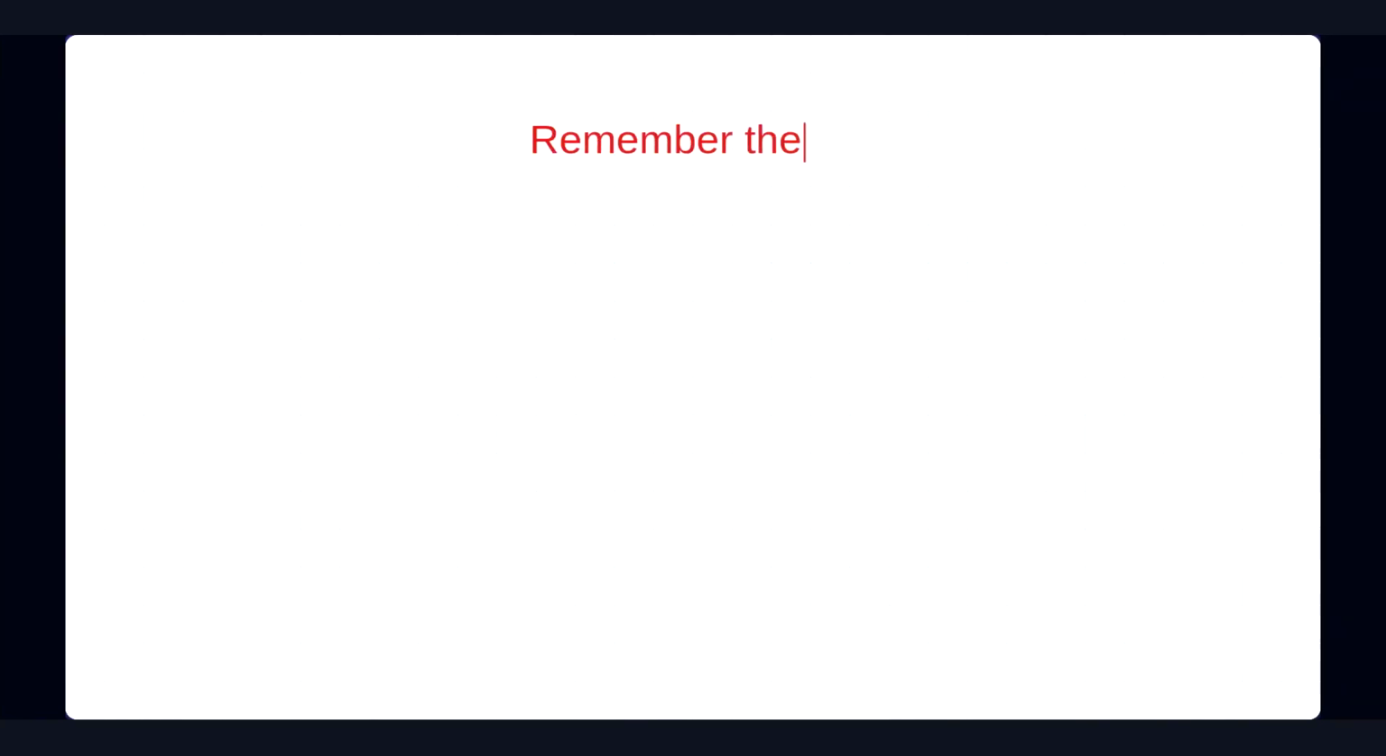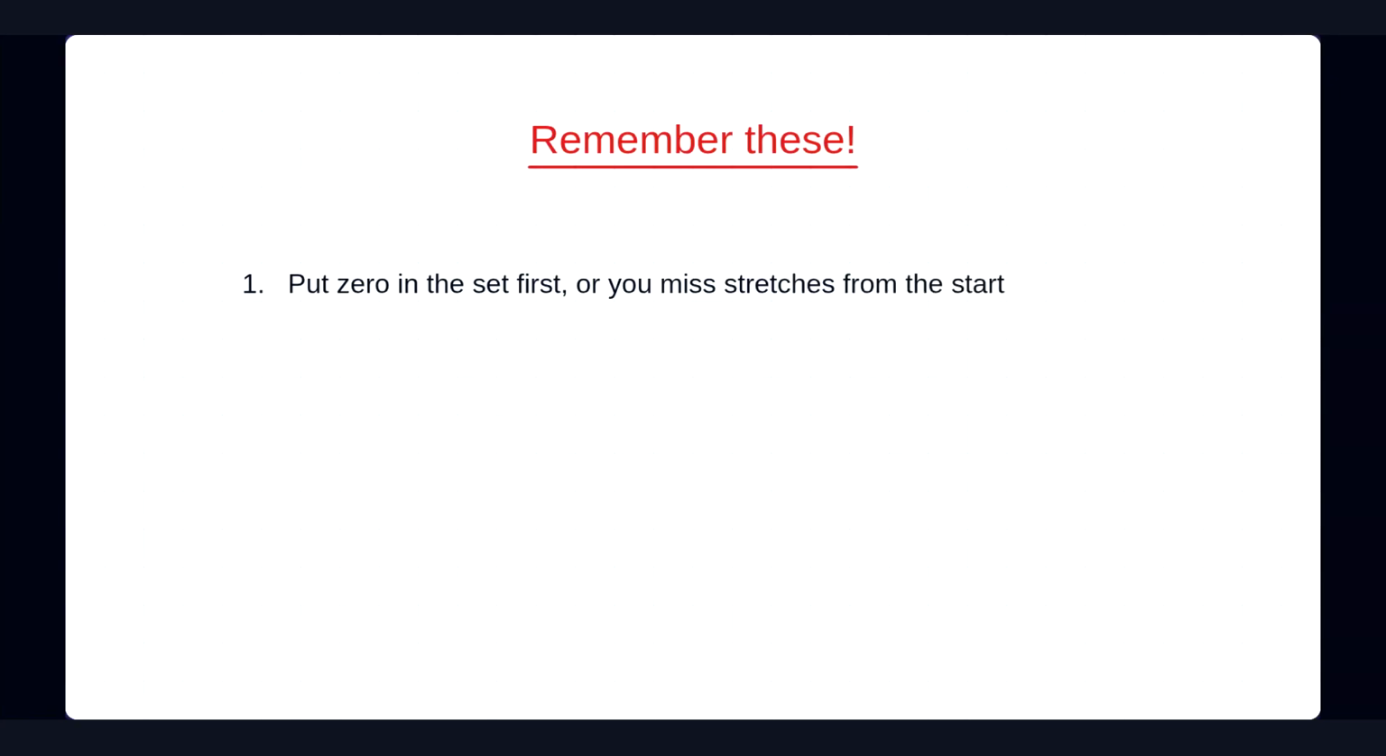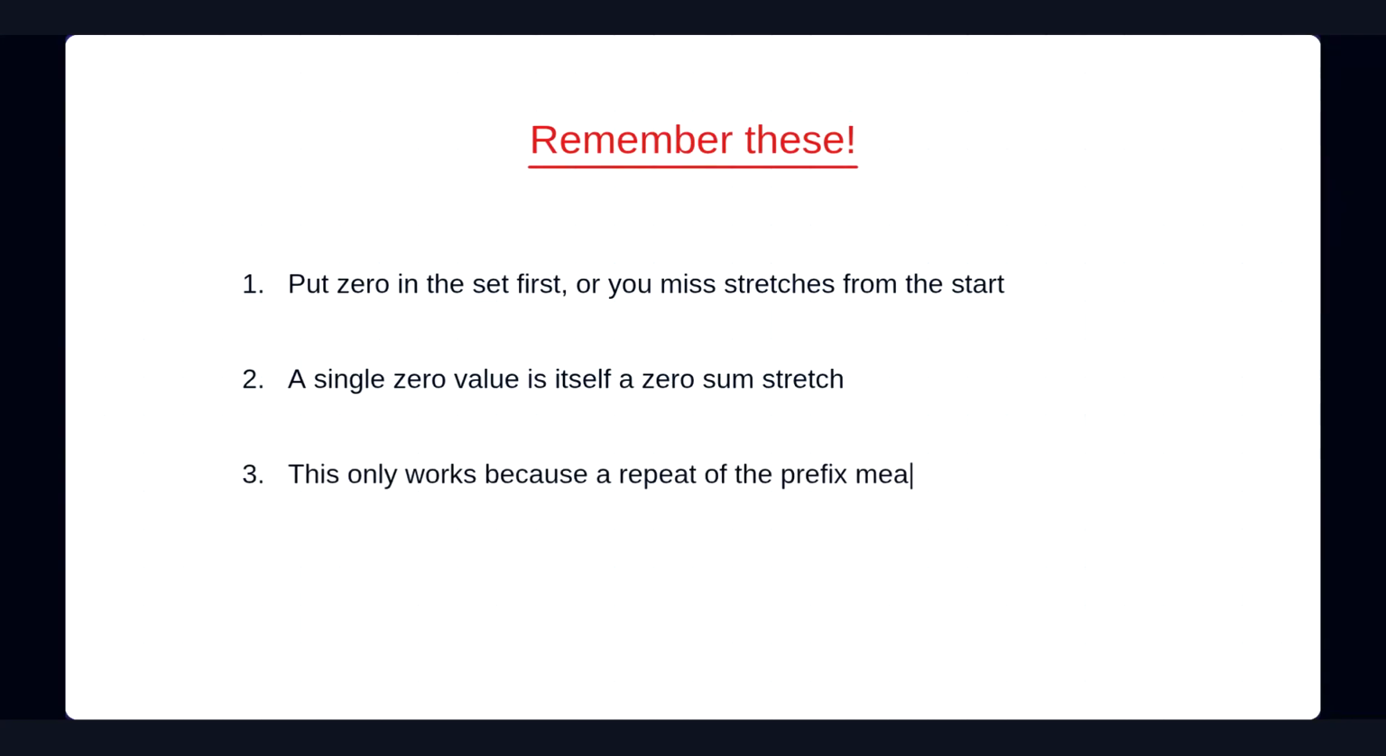A few reminders. Always place 0 in the set before you begin, otherwise a stretch that starts at the very front is missed. Remember, a single 0 in the array is already a zero-sum stretch by itself, and the whole idea rests on one fact. When a running total repeats, everything added between those 2 points must cancel to 0.